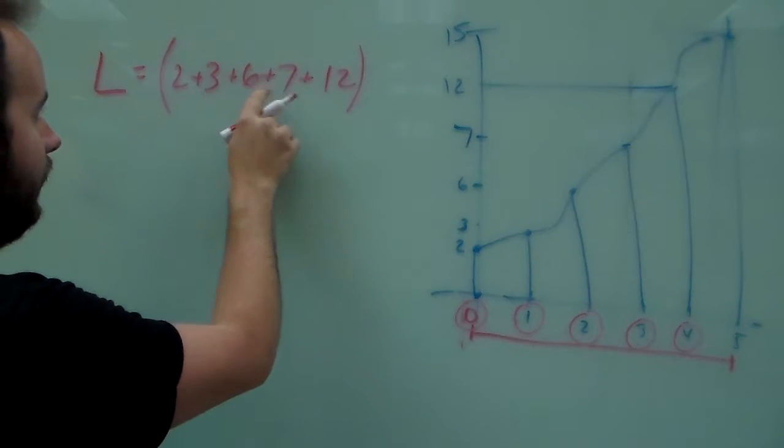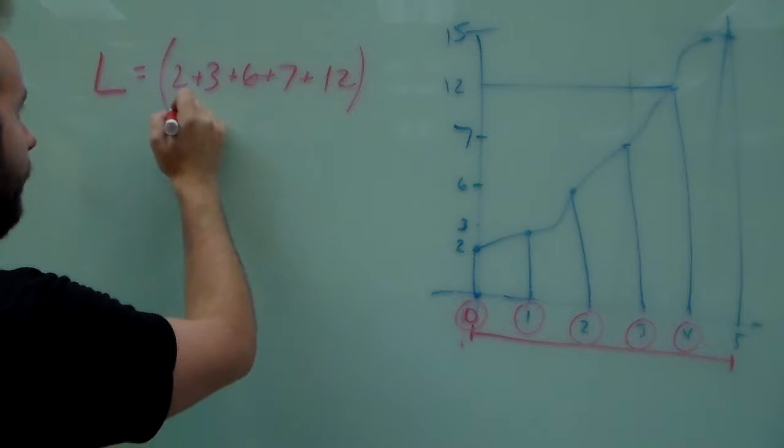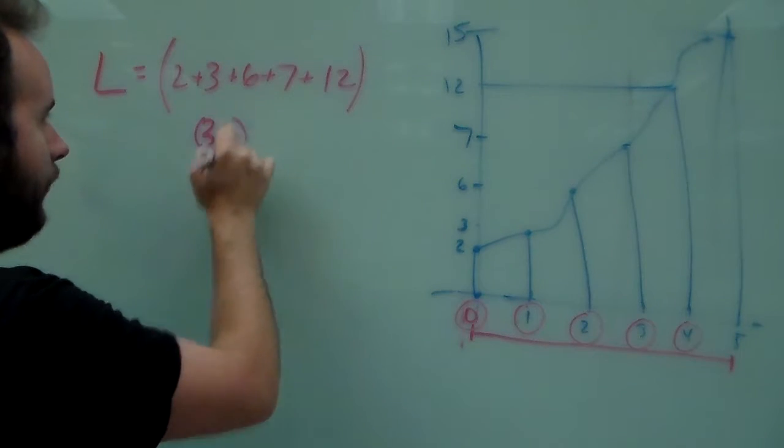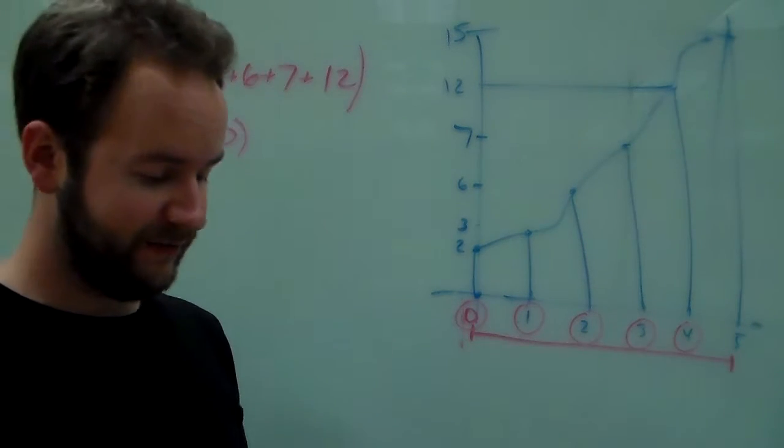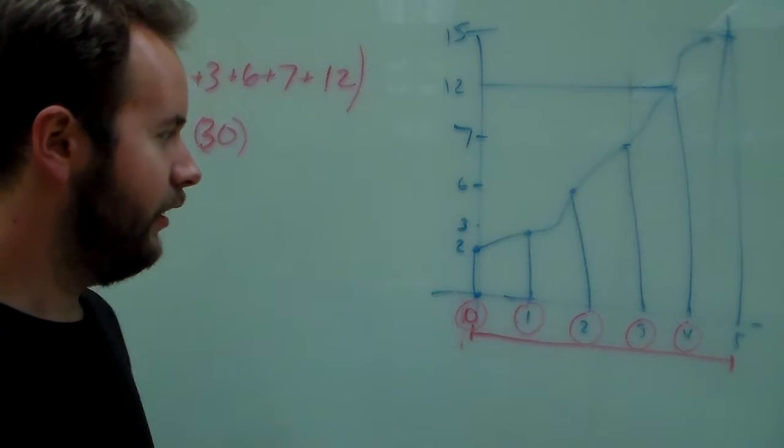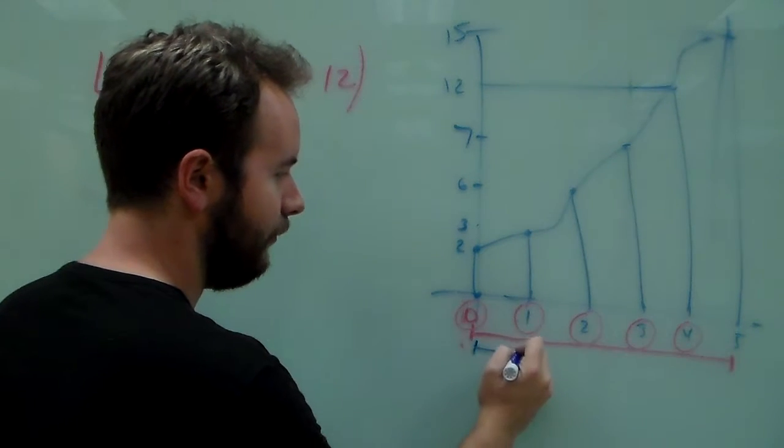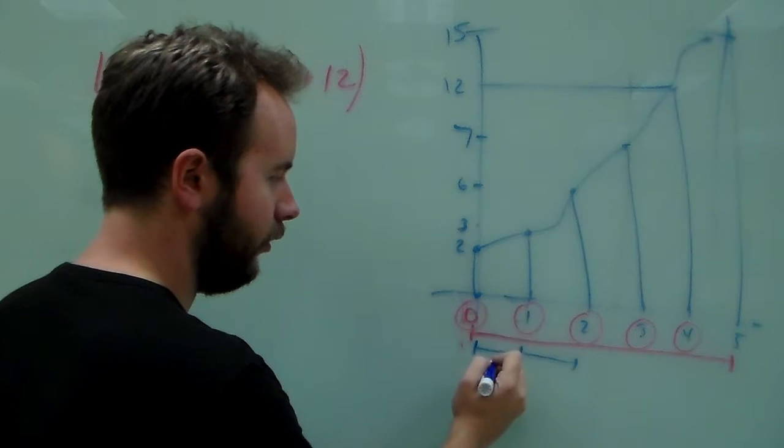2 and 3 and 6 and 7 and 12, that makes 30. All this makes 30. And then remember, step 5 is to multiply by your delta x. Well, what was delta x in this situation? The spacing between each tick mark is your delta x. So the spacing between 0 and 1 is 1.